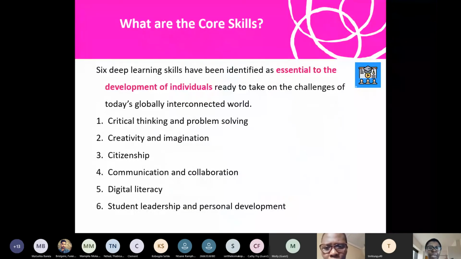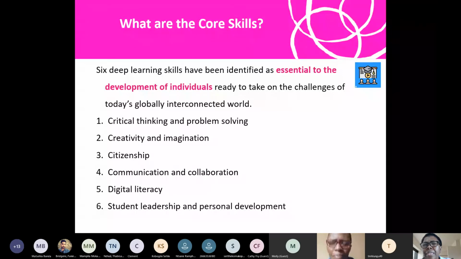And then what are the core skills that we are talking about that will ensure that there's deep learning in our schools? There are 6 core skills which are basically interdependent and interconnected. And the 6 core skills are critical thinking and problem solving, creativity and imagination, citizenship, communication and collaboration, digital literacy, student leadership, and personal development.